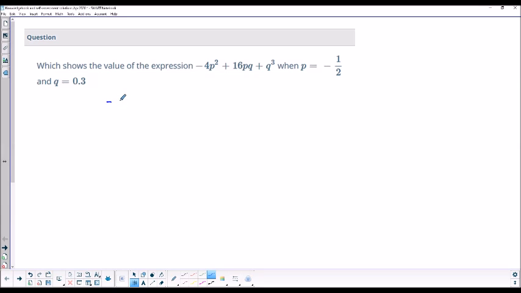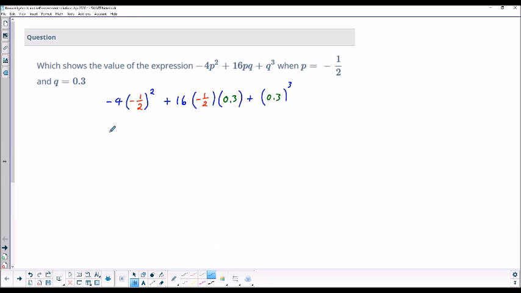So we started off with -4, and then p is -0.5. So we're going to substitute in -0.5 for p, and you have to remember to put that in brackets because it's negative, and the entire value of p is -1/2, and then that's squared, and then we've got plus 16. And then we've got p and q being substituted in again. So p is -0.5, as we know. q is 0.3. And then plus q cubed. And I'll put that in here.